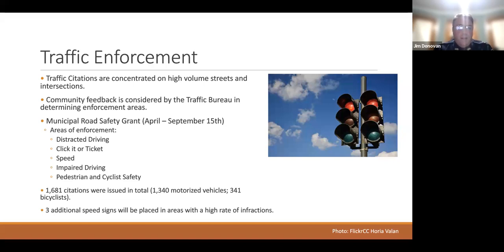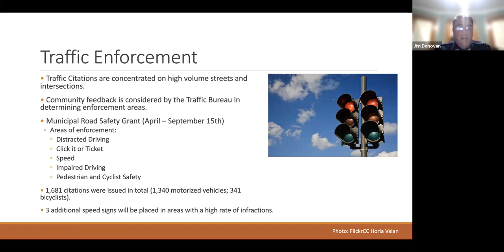I realize the percentage you're saying is 15. My math's probably not even as good as yours, but you may be correct there. But when you add in the citations written by the Somerville Police as a whole, that percentage goes down significantly into the single digits, if not close to 3 or 4% maybe. And again, with that municipal road safety grant, we had to operate within their parameters.